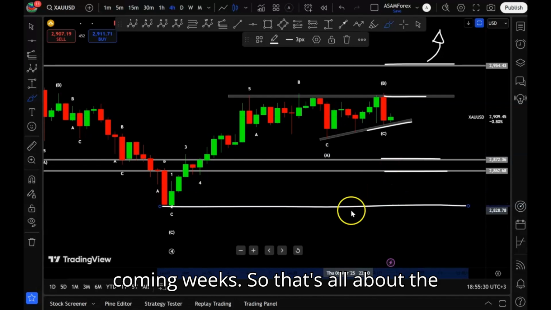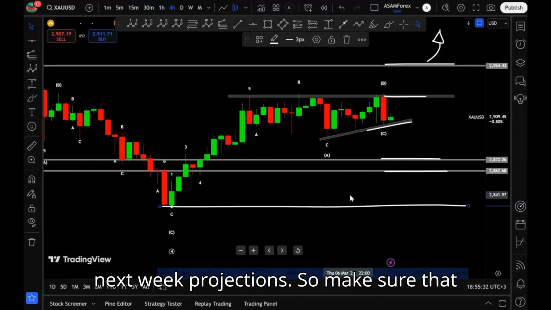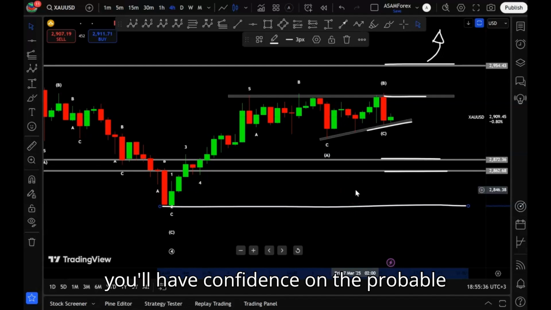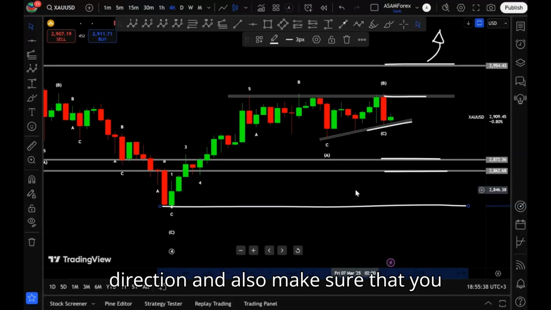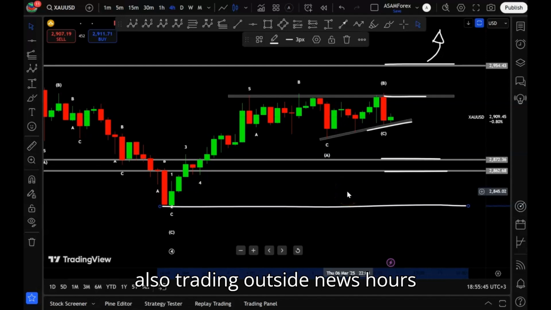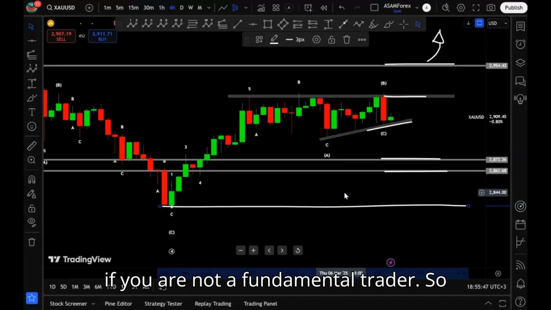So that's all about the next week projection. Make sure that you do your own analysis, also watch analysis from other traders, so that you'll have confidence in the probable direction, and also make sure that you consider risk management and trade outside news hours if you are not a fundamental trader.